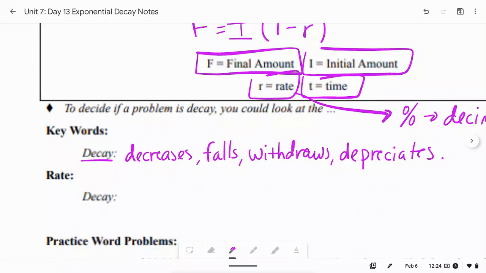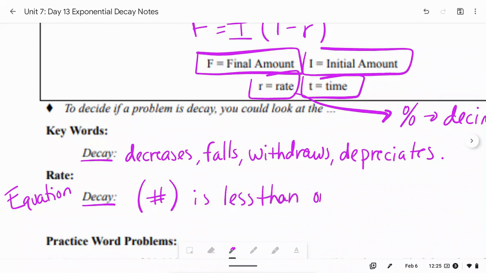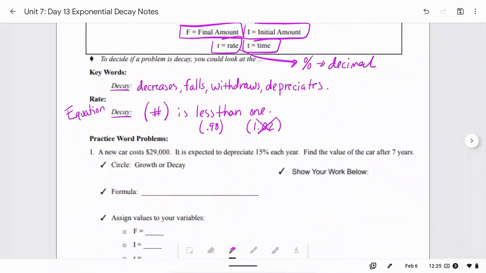You can also be given an equation and have to determine if it's exponential decay. So from an equation, the way that you would determine this is you just look at the number that's inside of the parentheses. So if the number inside the parentheses is less than 1, then it's decay. So if you have like 0.98, that would be decay. If you have 1.02, that's growth. So that would not be decay.